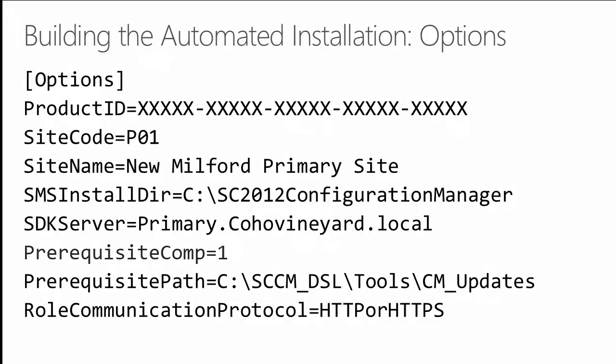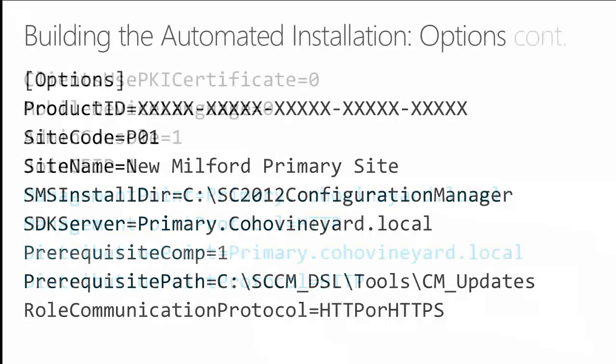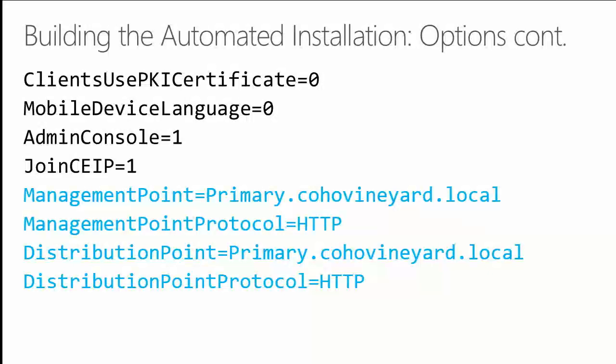Now this last line here, role communication protocol. This is where you're getting into if you're using HTTP or HTTPS, and then it ties in directly to the next field here. Clients use PKI certificate. This is if you're getting into internet-based client management, which I'm not seeing many organizations do, but for those of you that do, again, this is something that should be flushed out in your design process. If you know that you have a need, or there's a chance you might have a need around supporting internet-based clients, you're going to want to make sure you flush that out early and plan for it as well, because it has significant impacts on your hierarchy.